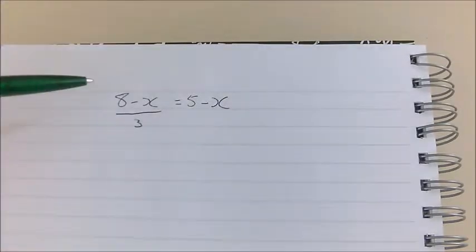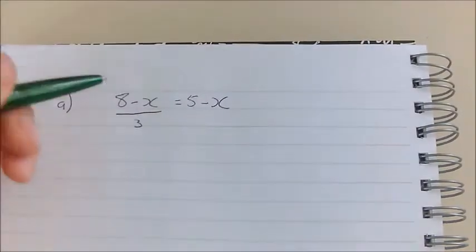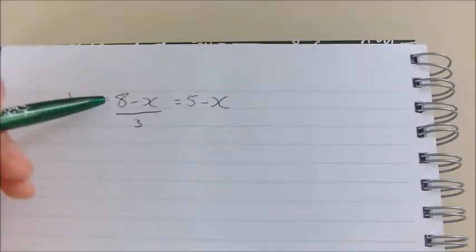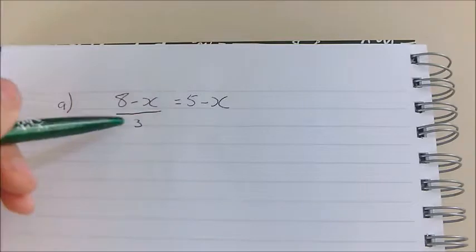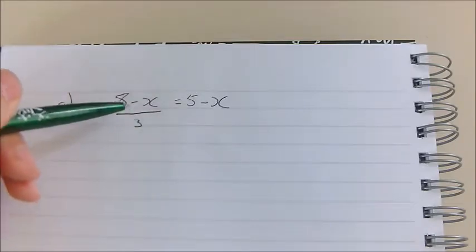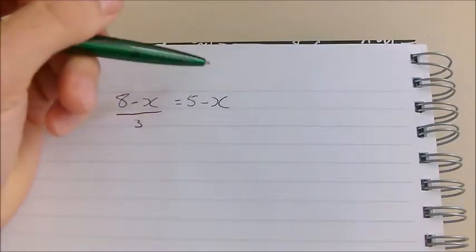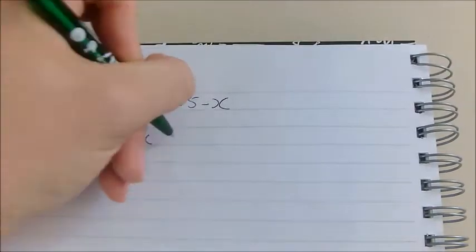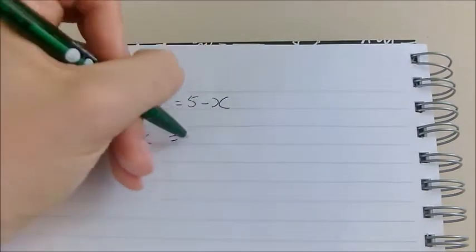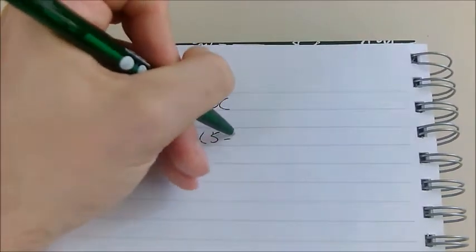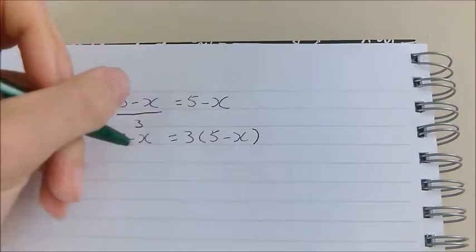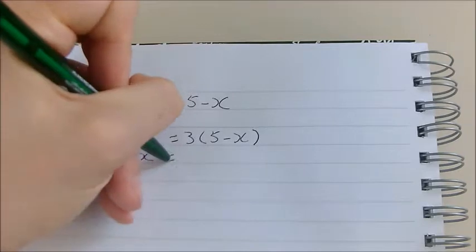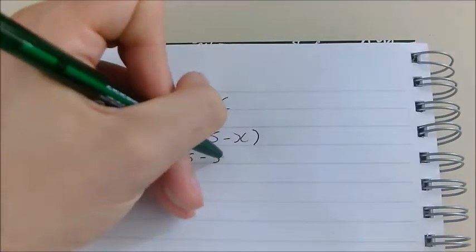And to solve A, we've got to find x. So when we've got a fraction in an equation, the best thing to do is get rid of the denominator. The best way to get rid of the denominator is by multiplying the other side of the equal sign by 3, the denominator. So 8 minus x equals 3 times all of 5 minus x. Now we're going to expand the bracket just so it's a bit more clear. 8 minus x equals 15 minus 3x.